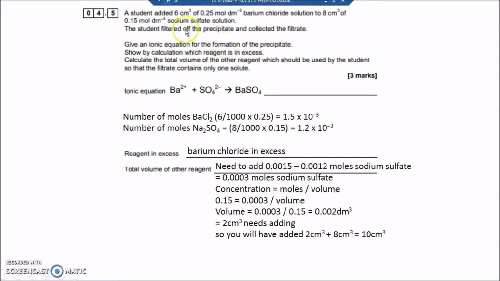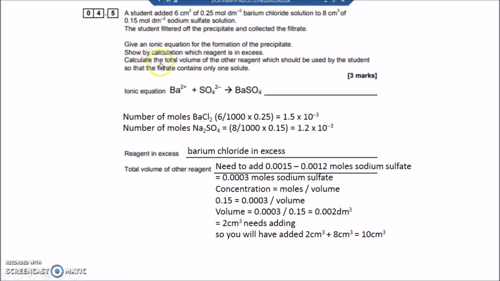Concentration is moles divided by volume. The concentration of the sodium sulfate is 0.15. The number of moles that I need to add is 0.003, divided by the volume. So the volume is 0.003 divided by 0.15, which is 0.002 dm³. To get dm³ into a smaller unit like cm³, I can multiply by 1000. So 0.002 multiplied by 1000 is 2 cm³ that needs adding.